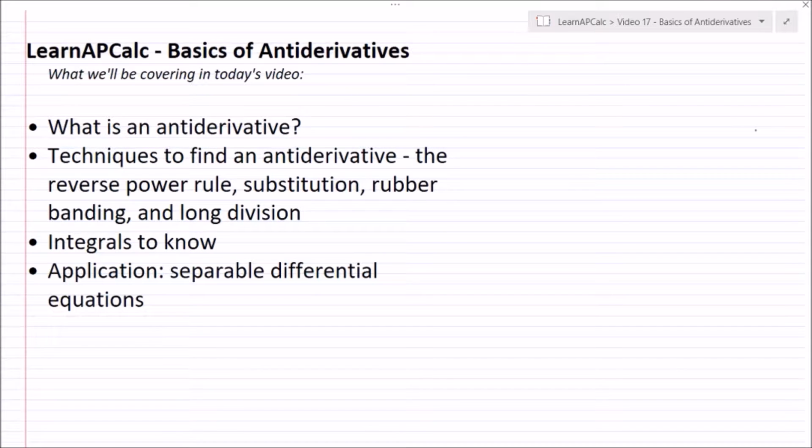So we're going to talk about what is an antiderivative, techniques to find them, going over the reverse power rule, substitution, rubber banding, and long division. We'll go over integrals you need to know, and then application of this, separable differential equations.